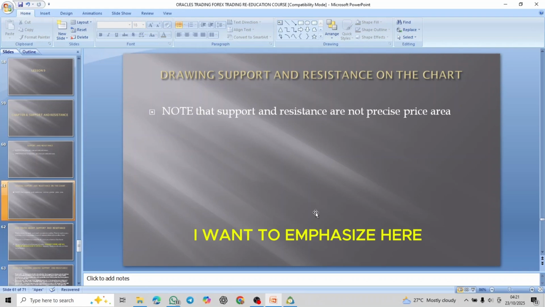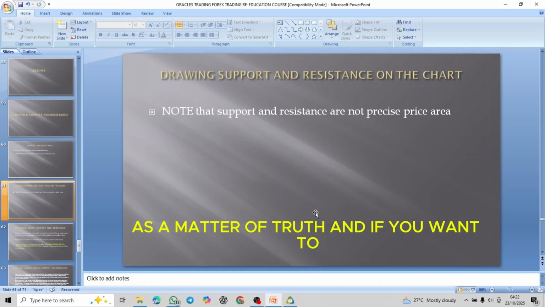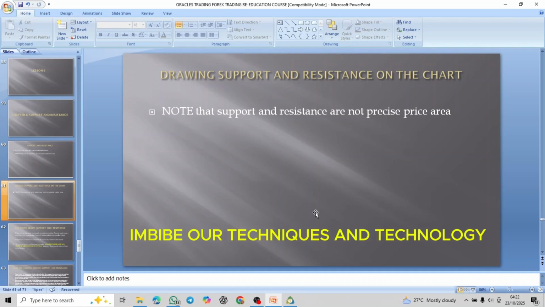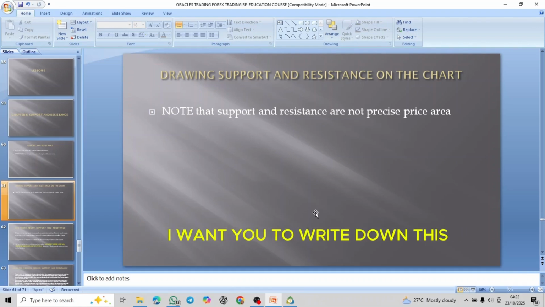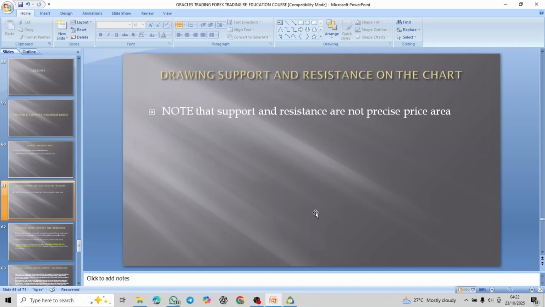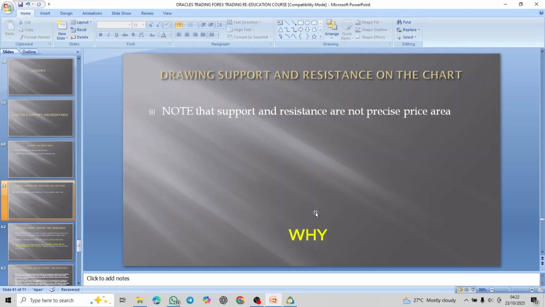I want to emphasize here that we are not dwelling on support and resistance as a matter of truth. And if you want to imbibe our techniques and technology, I want you to write down this. We do not consider support and resistance in our techniques. We do not have respect for support and resistance. Why?